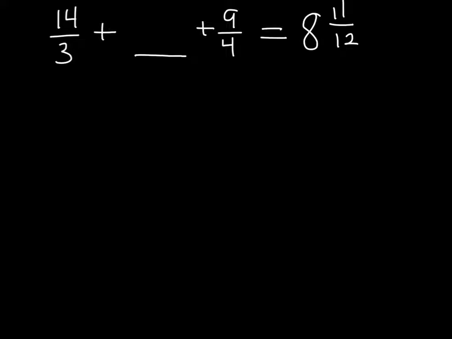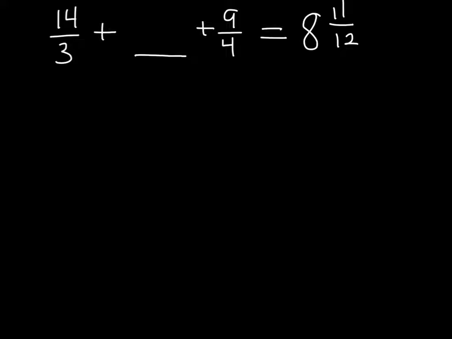Okay, this is a slightly different kind of multi-term problem. We have 3 terms here, and the first thing I'm going to do is take a look at everything closely and see what I'm working with. And what I notice is I've got here 14/3, an improper fraction. I've got a blank in the middle. I've got 9/4, which is another improper fraction, and I've got 8 and 11/12 as my answer.